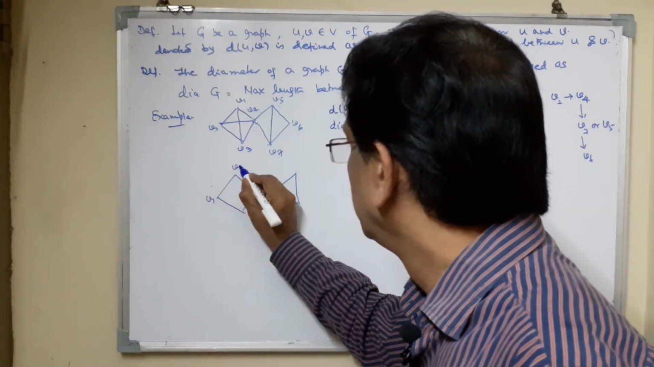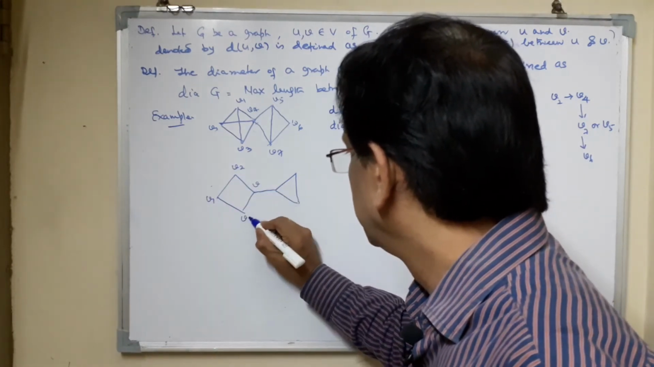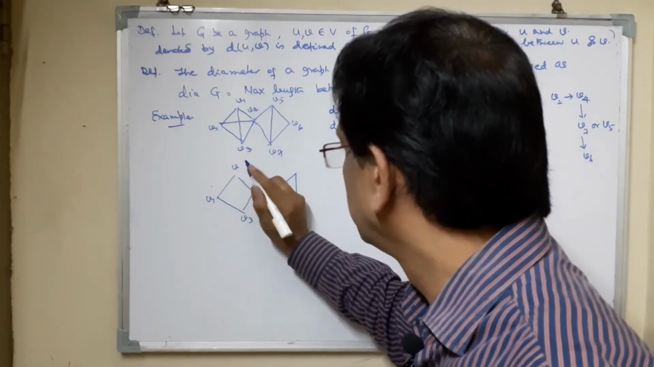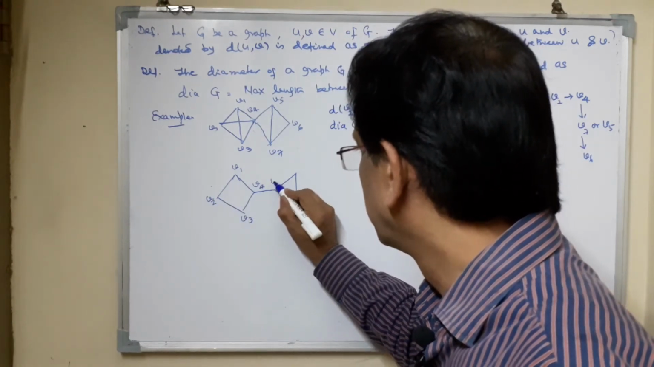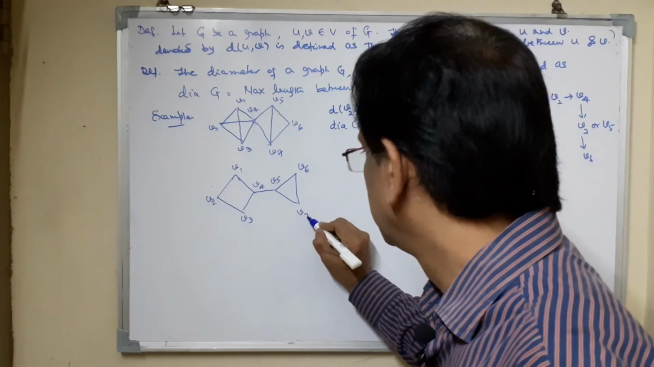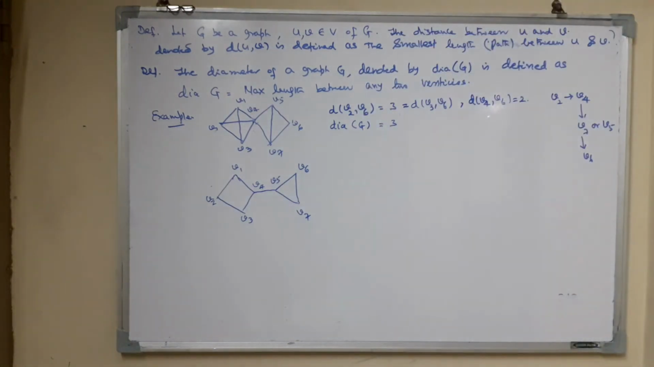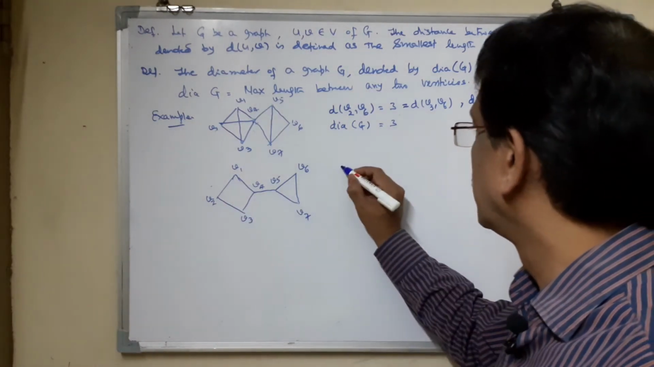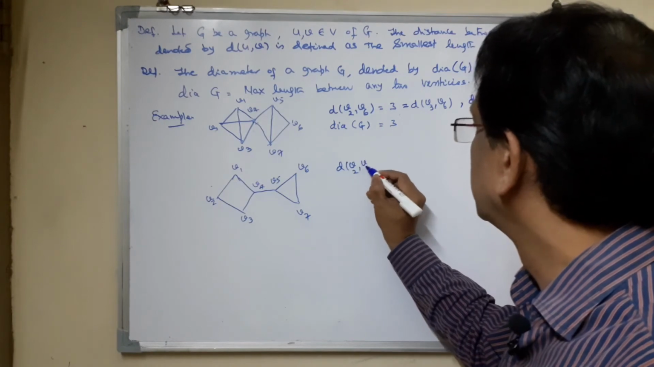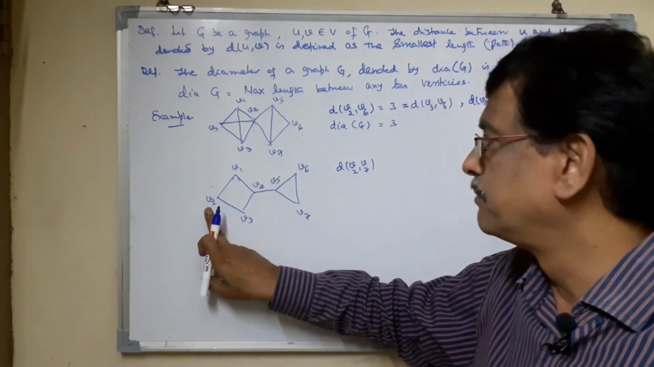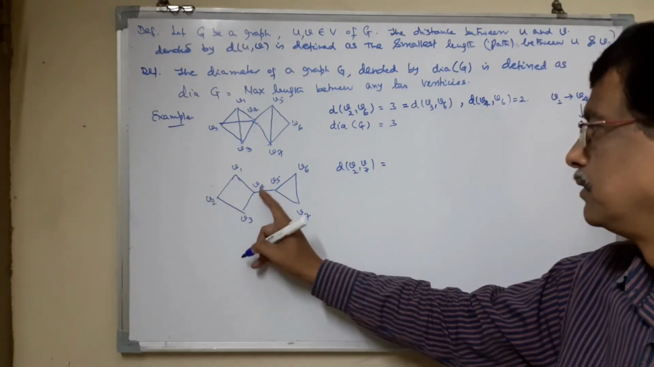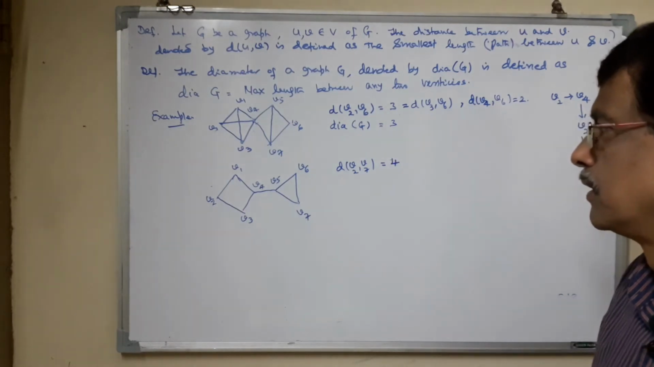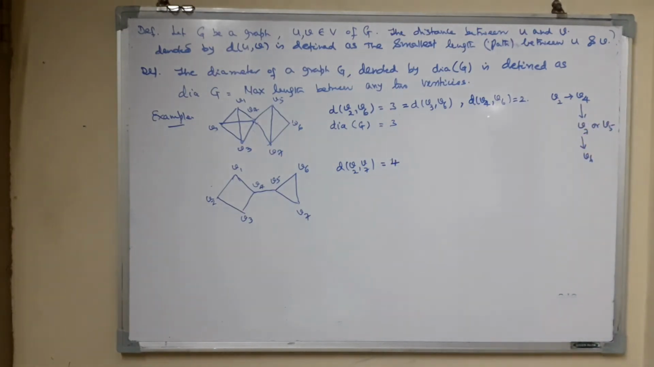V1, V2, V3, let me write down V1, V2, V3, V4, V5, V6, V7. Now, the same technique for the distance of V2, V7. V7 and V6 are the same distance from V2. So, D of V2, V7: 1, 2, 3, 4. Is there any shorter path? No.